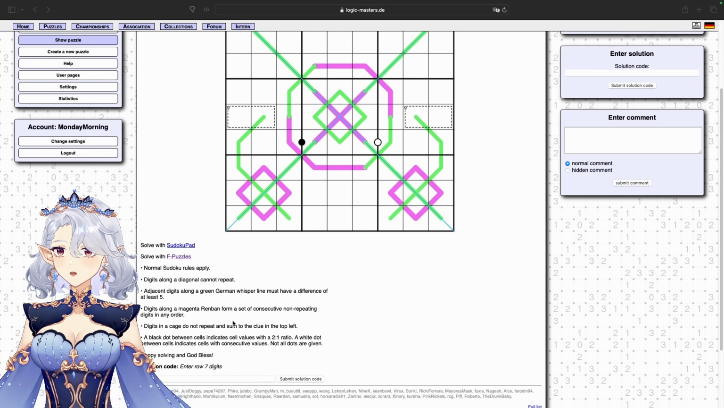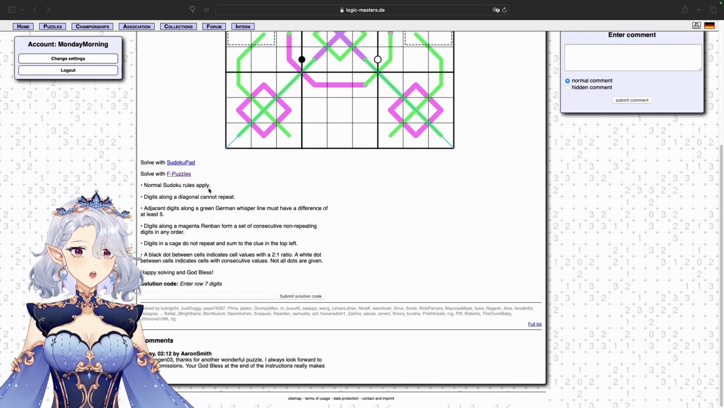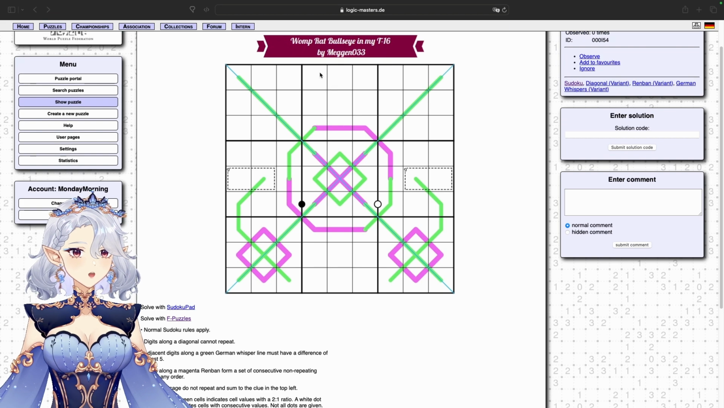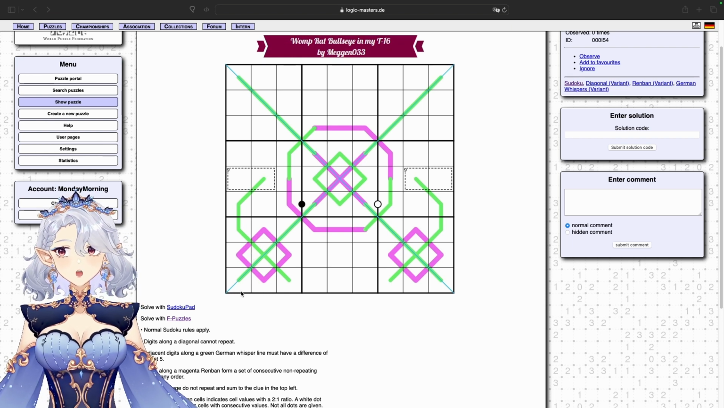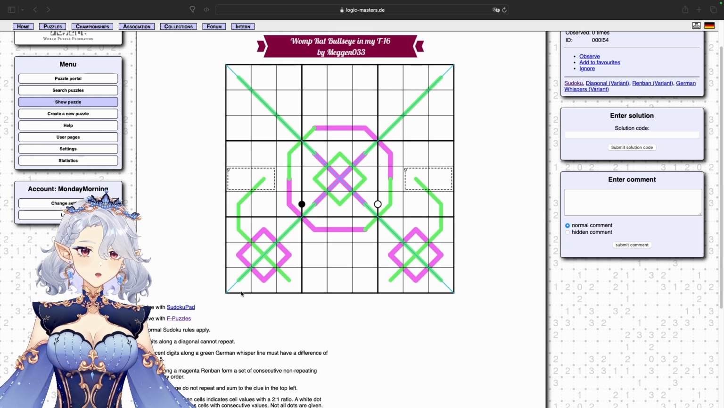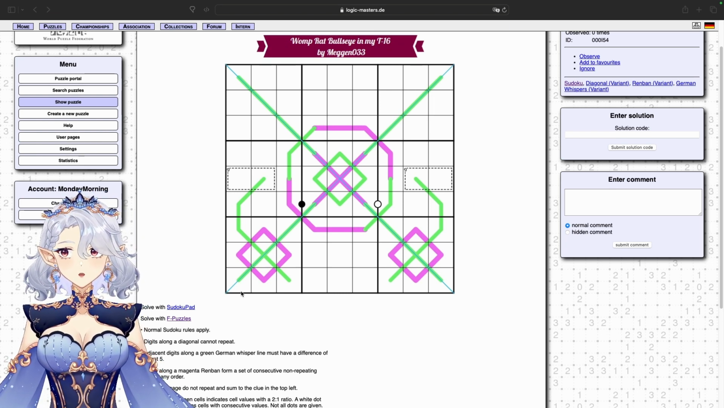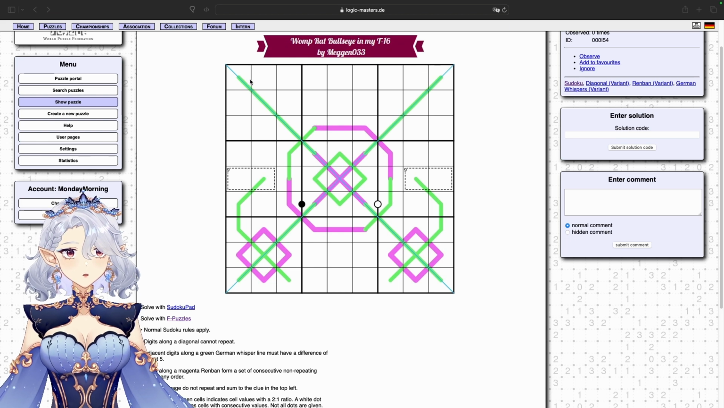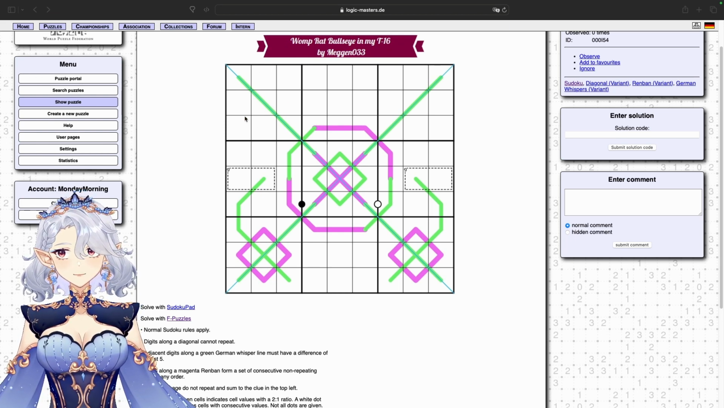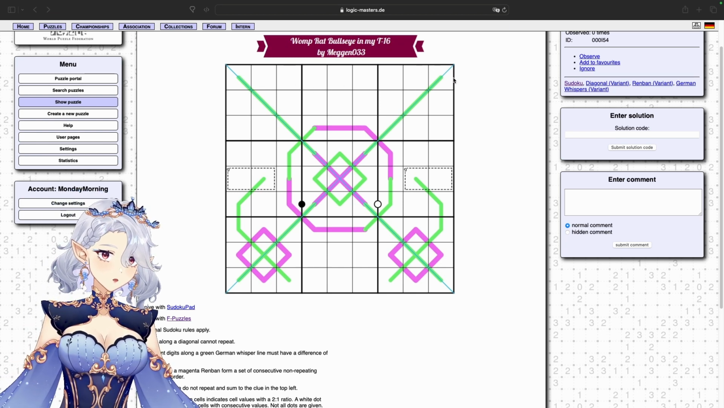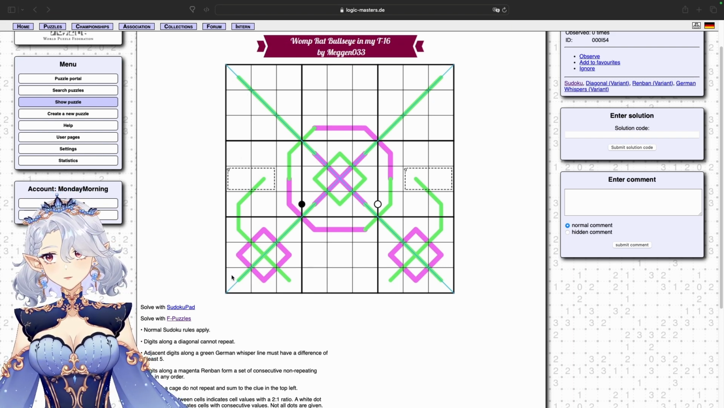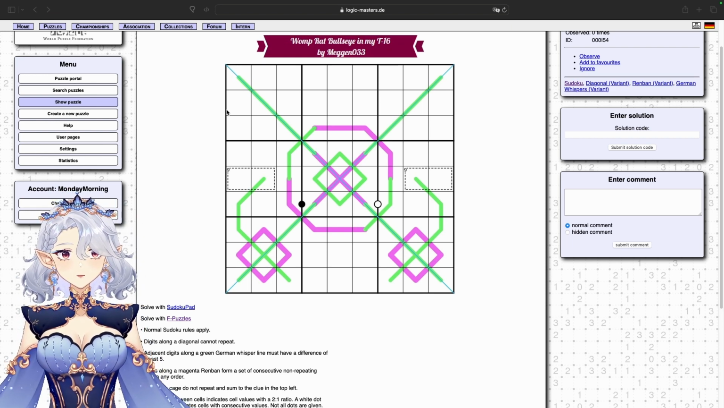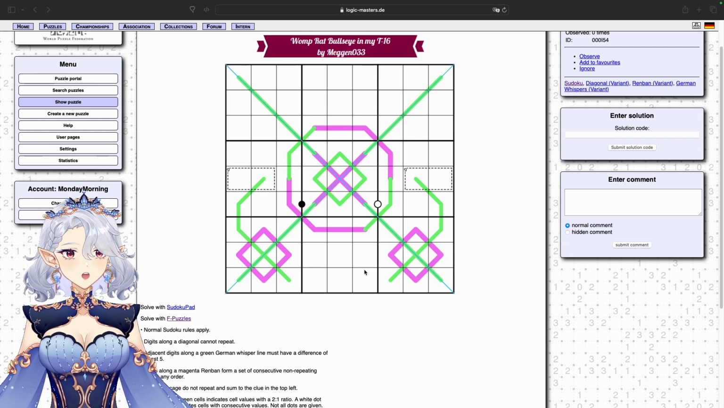Here are the rules of this puzzle. We have the normal Sudoku rules: in each box, row, and column there has to be each number between 1 and 9 one time. So if there's a 1 here, there cannot be a 1 in any other place in this box, in this row, or in the rest of this column. It's only one 1 in the column, row, and box. This is the normal Sudoku rule.